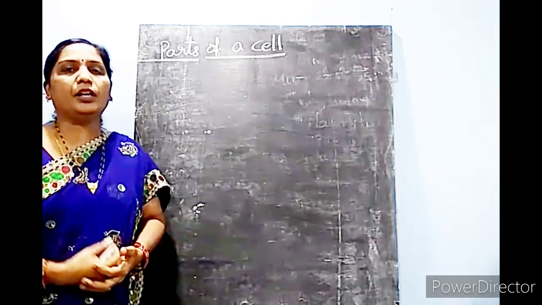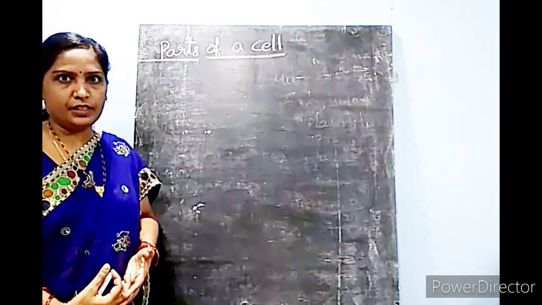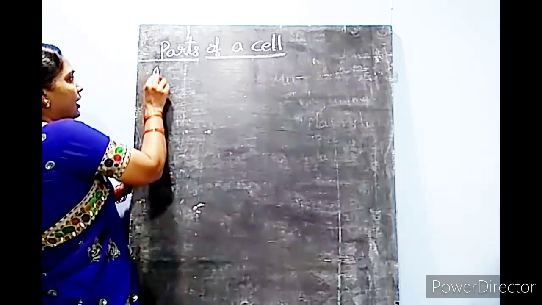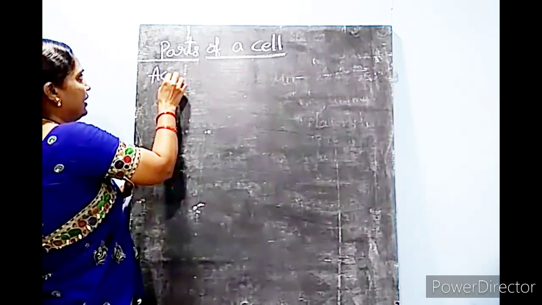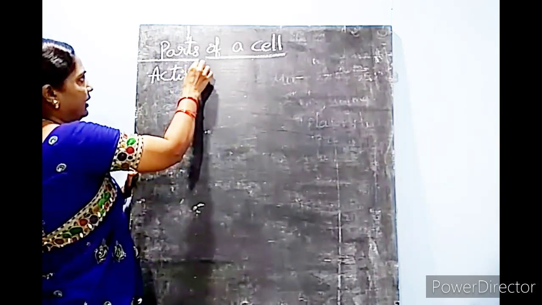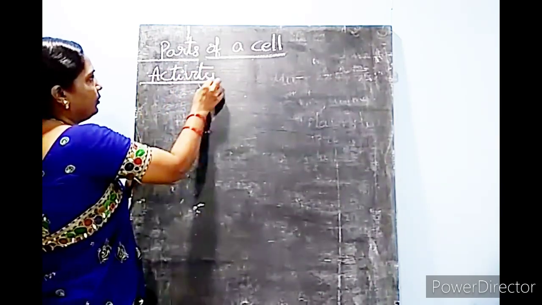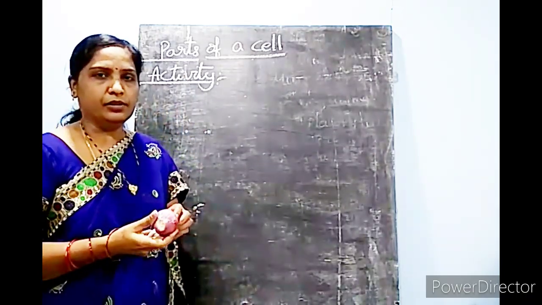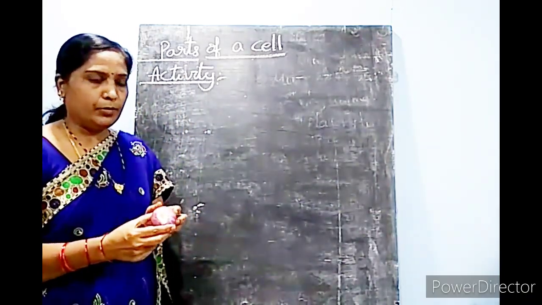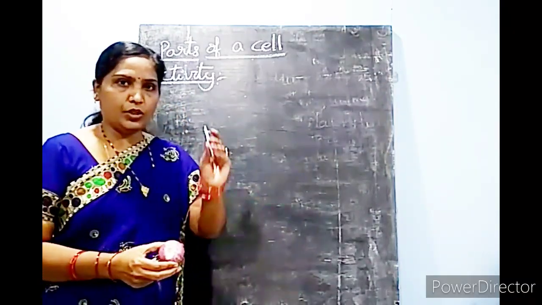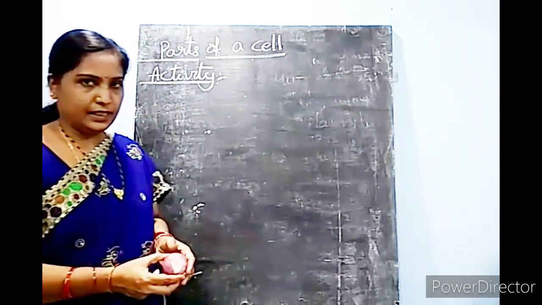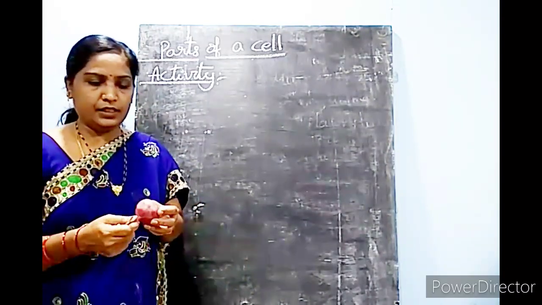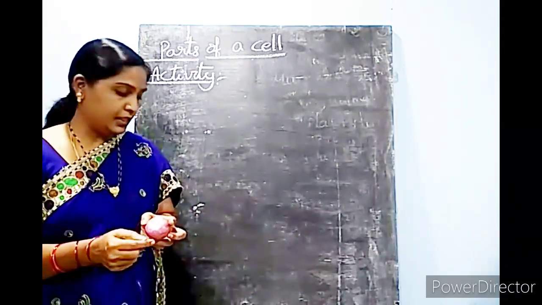To understand what the different parts present in a cell are, we are going to do one small activity now. To do this activity, you need one onion. Take one onion bulb, a forceps and a glass slide, and remove the pink colored outer coatings of the onion.